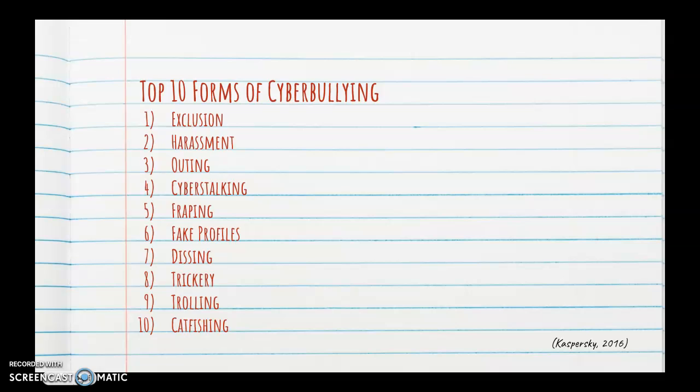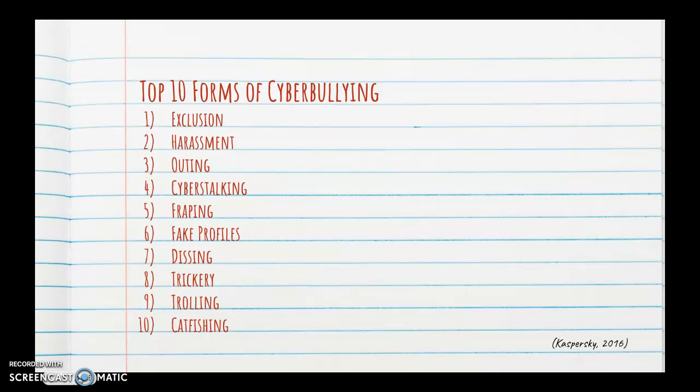Number 7 is dissing, and that is sending or posting cruel information about a child online to damage their reputation or to damage their friendships. And examples of this would be posting damaging photos, humiliating videos, or screenshots of personal conversations that were meant to stay between the people that were having the conversation. Number 8 is trickery, and that is when somebody gains a child's trust in order to learn their secrets and then be able to share those secrets publicly online.